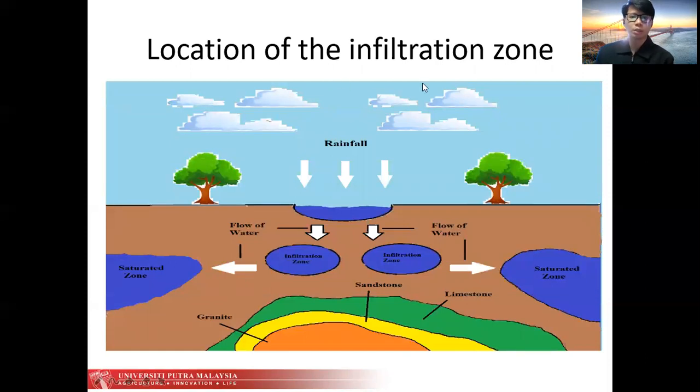For the location, I have drawn an image for more understanding. The water from the rainfall will go into the pond, and the water from the pond will infiltrate into the subsurface area, which is this area below the ground surface. This is the infiltration zone, and the water from the infiltration zone will move into the saturated zone at the right and left side. This is the limestone and the hard rock that is placed below the pond.